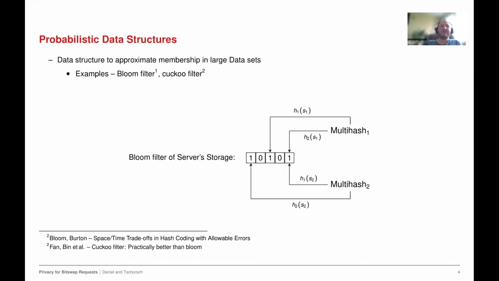Now, probabilistic data structures are a structure to approximate membership in large data sets. The most commonly known example are Bloom filters. I'm assuming Bloom filters are known. Here in the graph, you can see a rough outline how they work. I'm referring to the papers in the footnotes if you're interested or need to refresh your knowledge again.